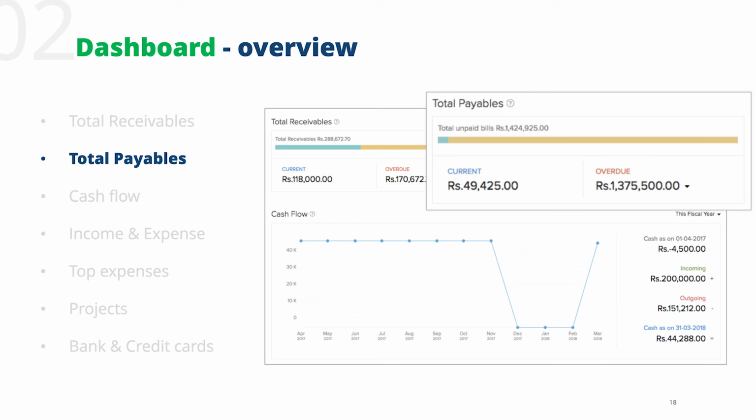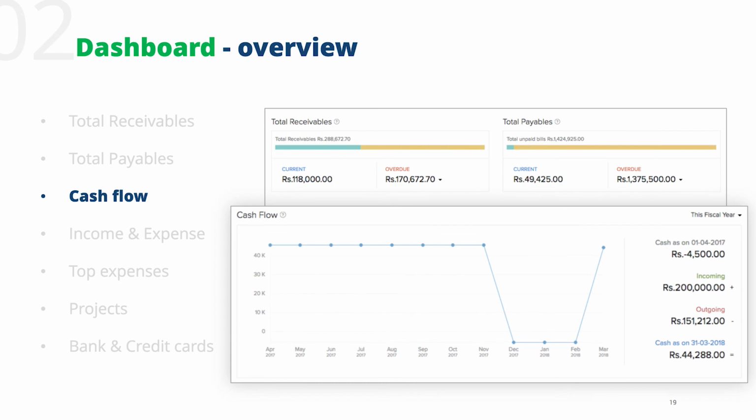The next component gives us the total payables. It shows the current as well as our overdues to our vendors. I make sure to pay my bills on time and keep the overdues to a minimum. The next section gives a timeline of cash flows in our business. This is important to me as a business owner to see which of those months are a little off season and also to know the month-wise cash flows.